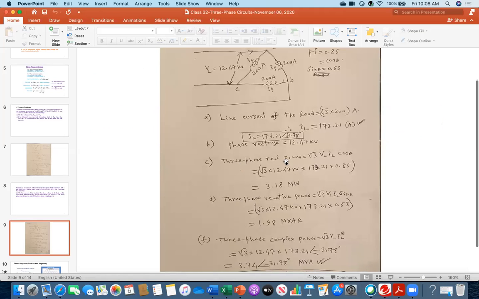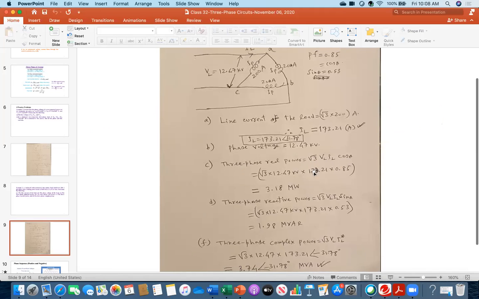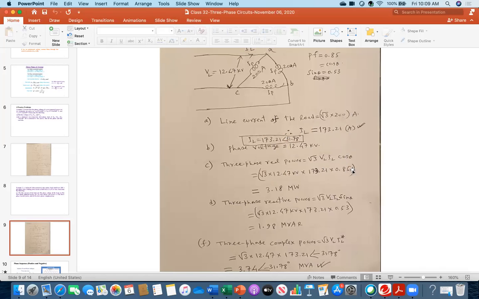What I have written, three-phase real power, is √3 VL IL cos theta. See the symbol: √3 VL IL cos theta. What is my VL? This one is my VL. What is my IL? This is my IL that I calculated, this magnitude, IL. And what is my cos theta? This is my cos theta, the power factor that I am putting. And then I got this result in megawatts.